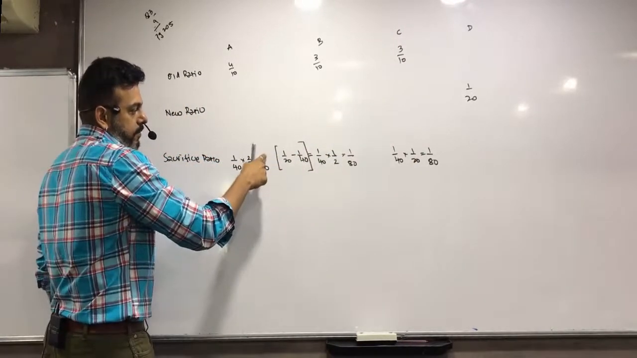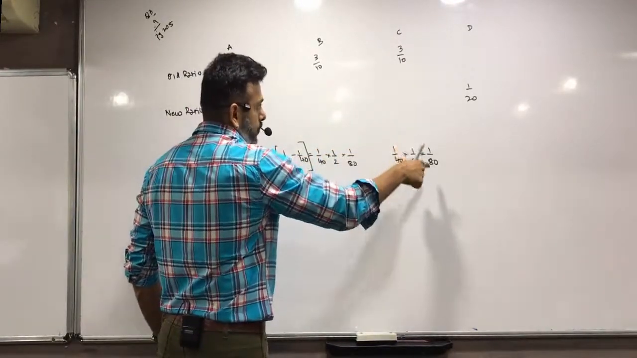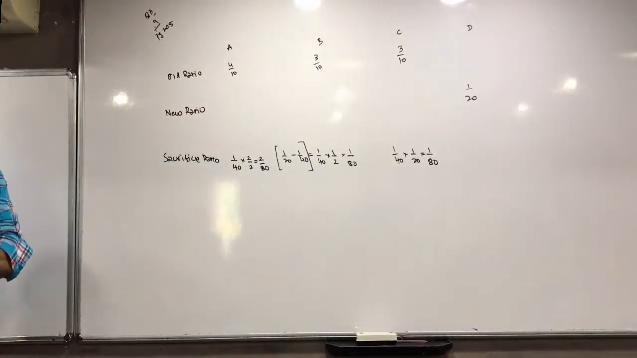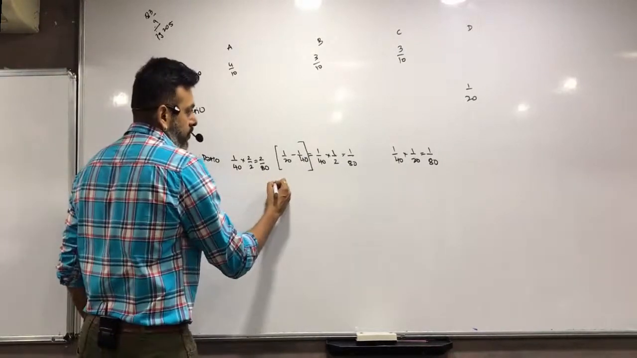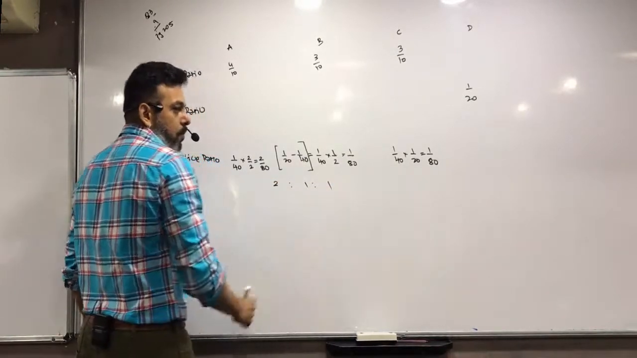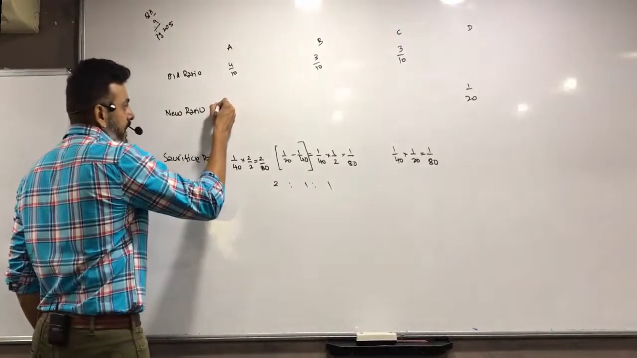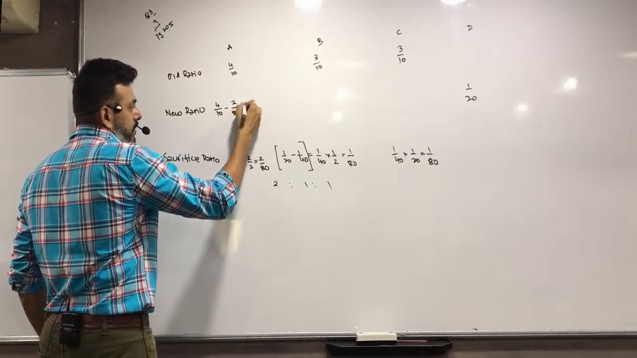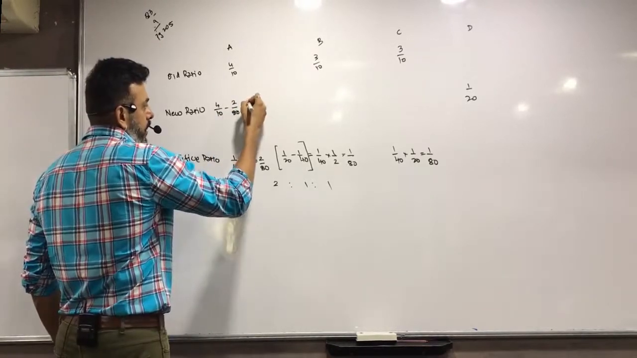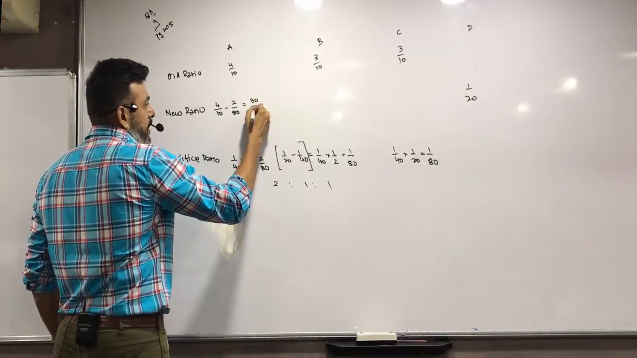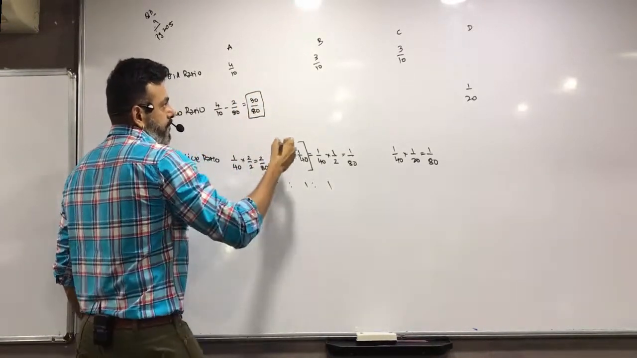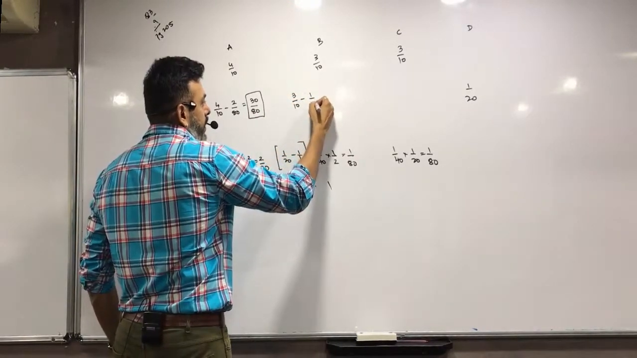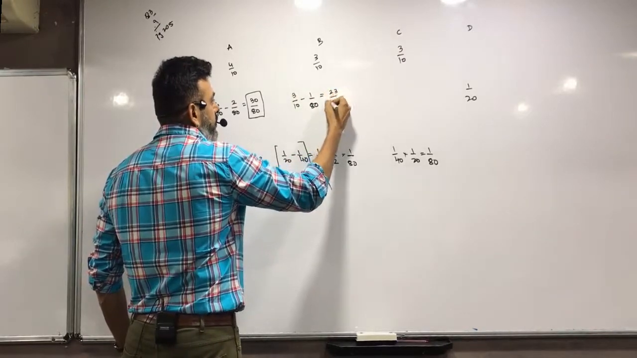Check कर लेते. 2 by 80, 1, 1 is 4 by 80, which is 1 by 20. Match हो गया? Find the new ratio now. So sacrifice ratio is 2 is to 1 is to 1. 4 by 10 minus 2 by 80, which is equal to 4 8s are 32, 30 by 80. 3 by 10 minus 1 by 80, 23 by 80.